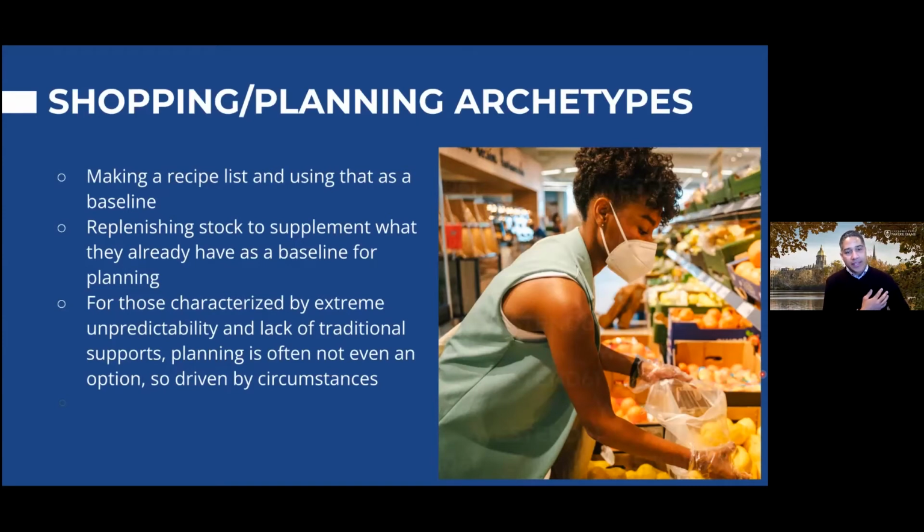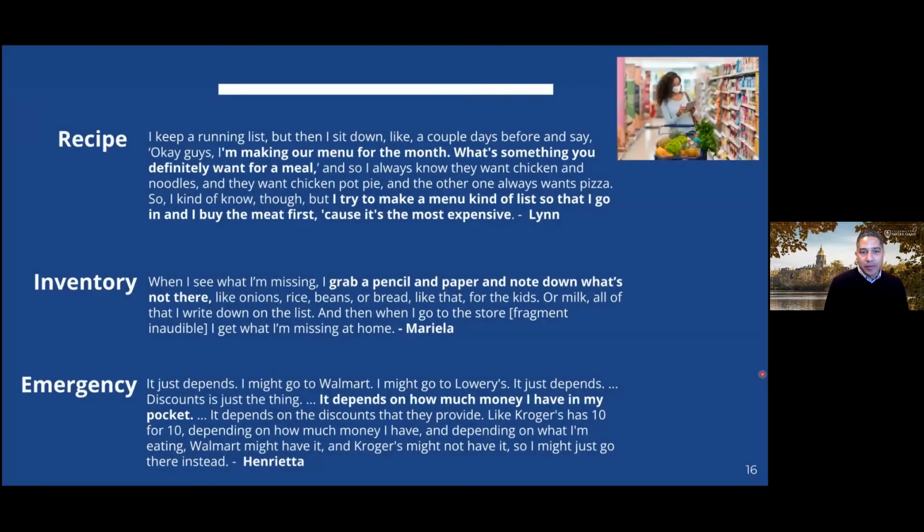The third group is characterized by extreme unpredictability. So this is when planning is often not even done. It's really about what can I get right now to feed my family tonight, given the constraints of how much money I actually have in my pocket right now. So here I'm going to leave these up for a bit for you to read.